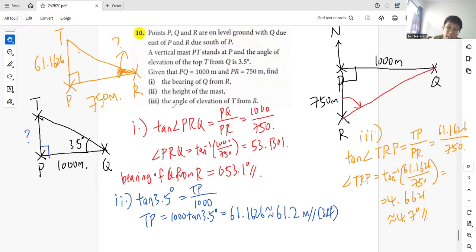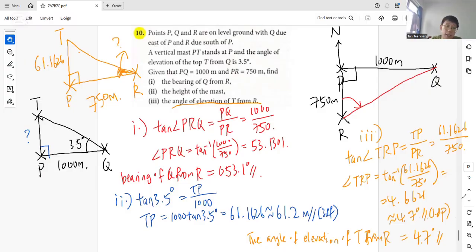Since they're asking for the angle of elevation of T from R, I'm just going to write a statement, same. The angle of elevation of T from R is equal to 4.7 degrees to 1 dp. Okay, can? So this is it for question 10.